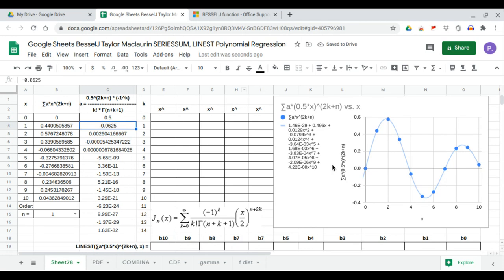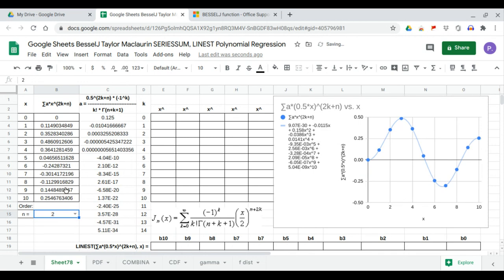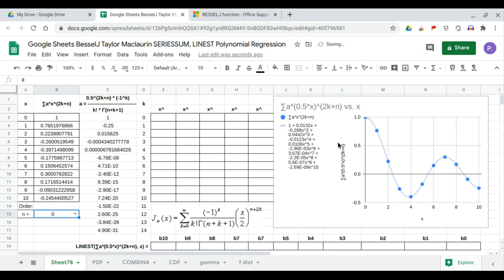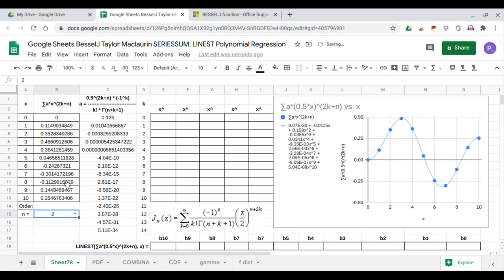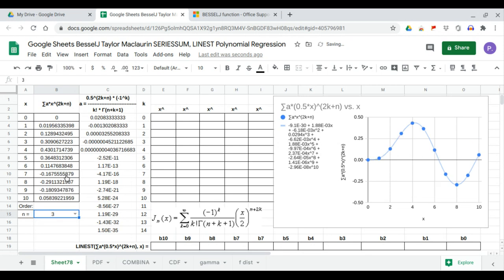Now we have the trend line, which is a decaying sinusoid. So order 0 is a cosine, a decaying cosine. This one is a decaying sine. The 2, also a decaying sine. And 3, a decaying sine function.